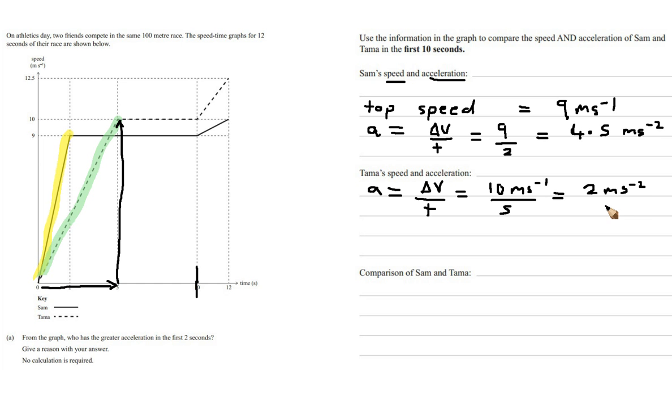But she accelerates at this rate, she's accelerating at 2 meters per second squared for 5 seconds. I'm going to get cut off there, so just write it for 5 seconds. So up here, he was accelerating at 4.5 meters per second squared for only 2 seconds.